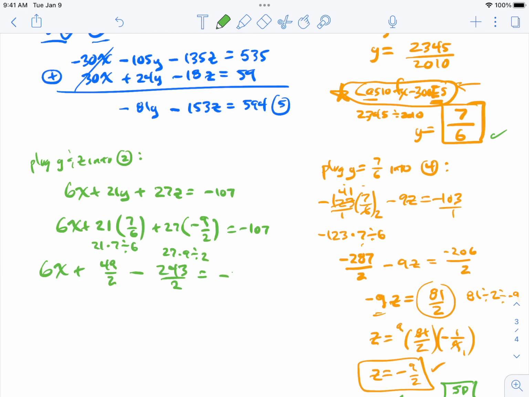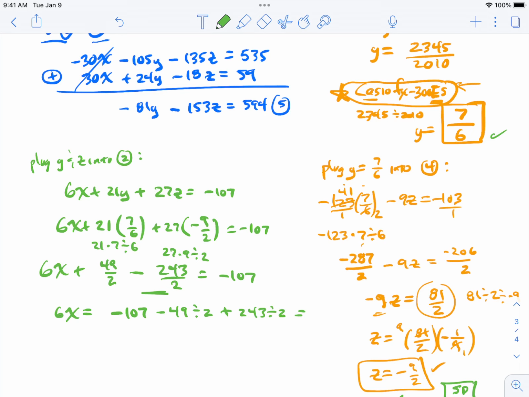And then you don't necessarily need to put that over 2 if you don't want to. Because what you could literally do with your Casio is take that negative 107 and say, well, I have to subtract this on both sides. So negative 49 divided by 2 is how you could enter that. And then I have to add this on both sides. So plus 243 divided by 2.